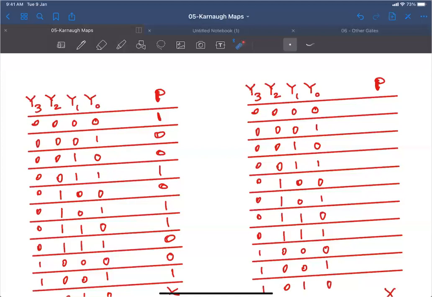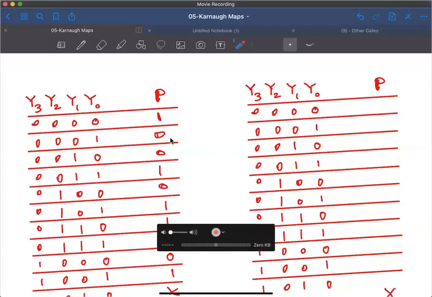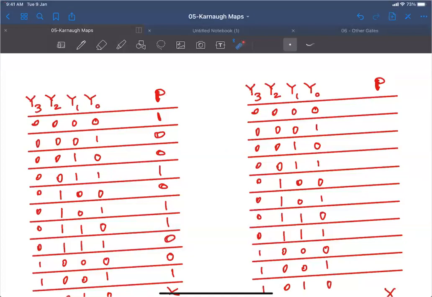We have a chat message. Let me just see it. The objective of the odd parity bit is to make sure that the total number of ones in the output plus the inputs is odd. If it was even parity, then the total number of ones must be even. So now this is my output, which is the odd parity.